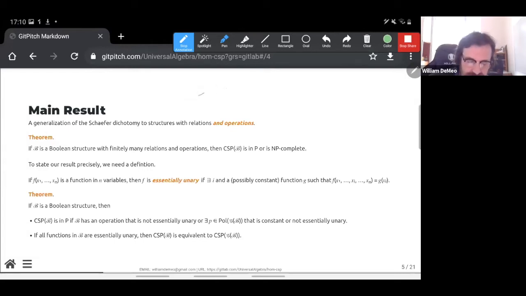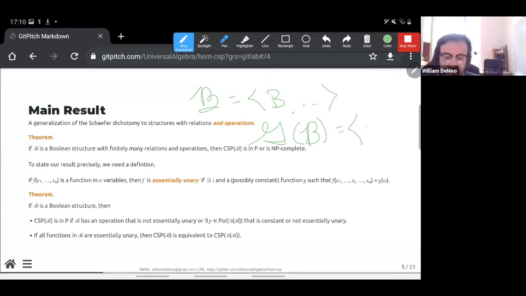So we have this structure B. Okay, let me try that again. B is the structure with some universe and some operations and relations maybe. And then the graph of B, which I'm calling script G of B, is the structure where the universe is the same, but it only has relations, and the relations are the relations of B as well as the relations you get from viewing the operations as relations, right?